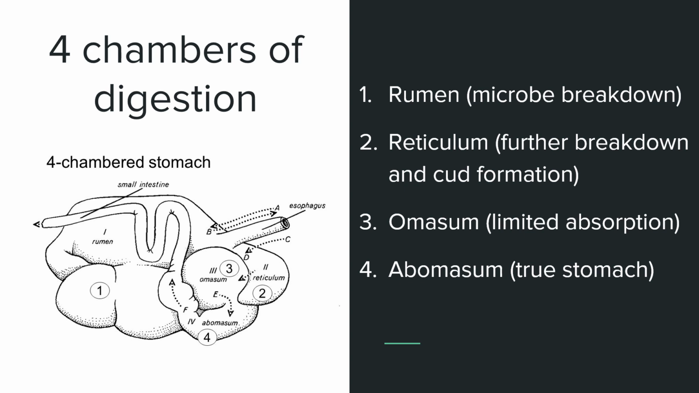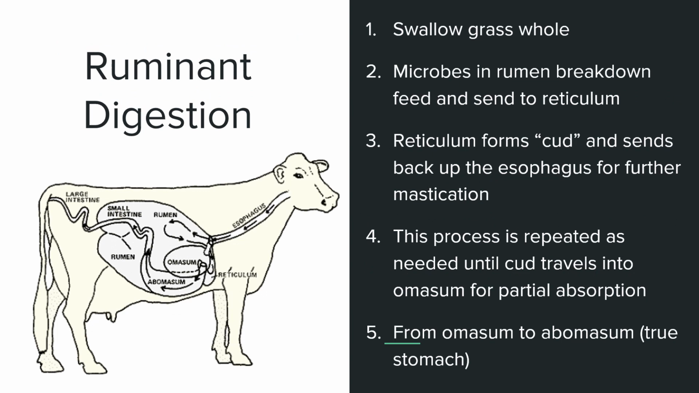From that, it goes into our reticulum, and our reticulum continues to break things down. We go from the reticulum to the omasum, and from the omasum to the abomasum. The abomasum is where we talk about a true stomach. That's where your acid production is. So those are your 4 chambers. Now we're going to break down the passage of feed through those 4 chambers. Again, you need to know what the 4 chambers are, and you also need to be able to follow the path of foodstuffs through those chambers.